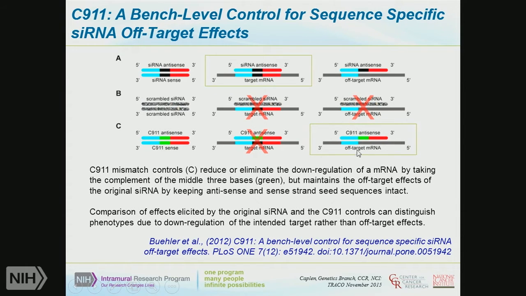If you have an effect on an mRNA that's not your target, in the context of these what we call C911 controls, then this is an off-target effect. But if this siRNA no longer works, then this is your on-target effect. And this can be very useful as an additional way of supporting evidence for the effect of your siRNA.